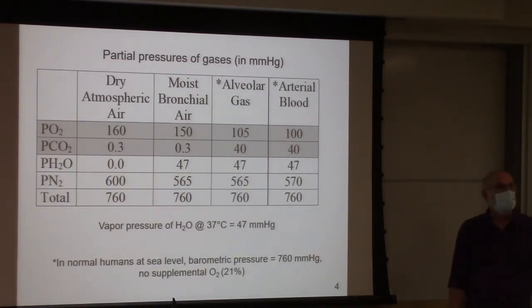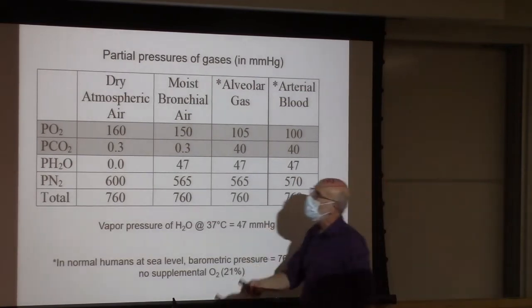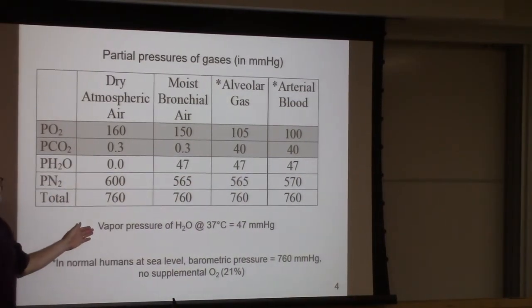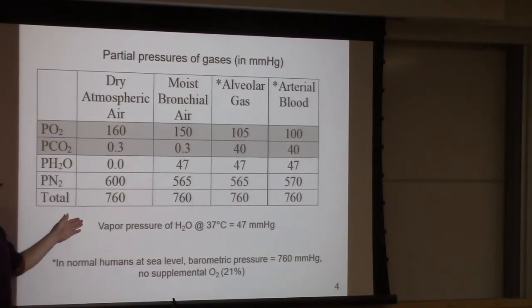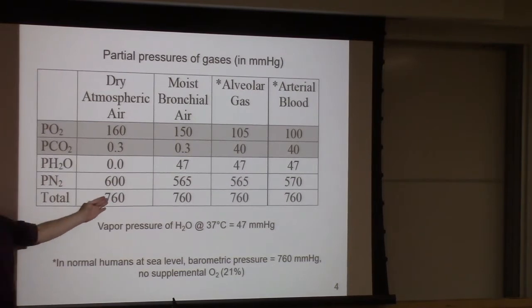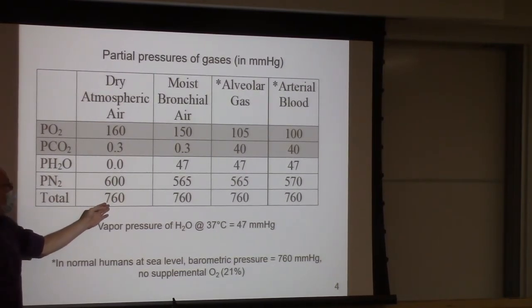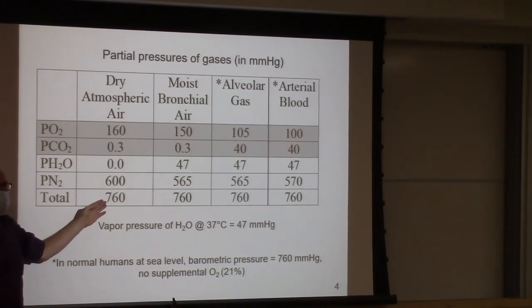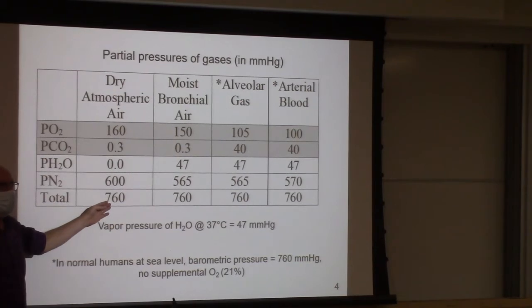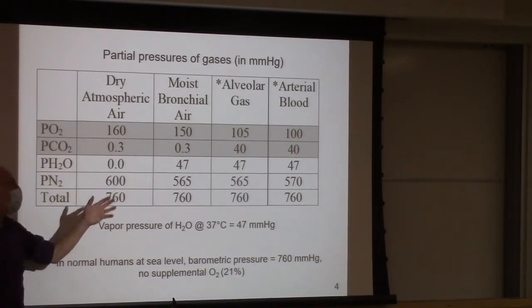Partial pressure. So let's talk about partial pressure of a gas, of air. Let's just look at these numbers here. You may know that barometric pressure at sea level is 760 millimeters of mercury. Chemists use that number a lot, 764, I think the chemists use. That's the total air pressure in this room.